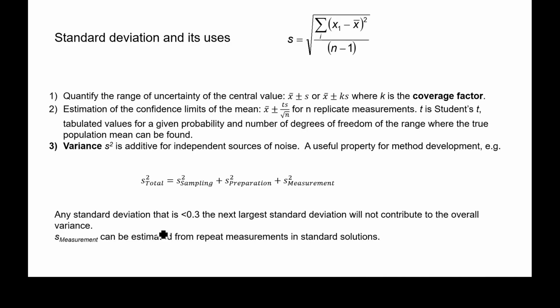And also it tells you, because we're squaring these, because the variance is what sums in your total error calculation, any standard deviation that's less than a third of the next largest standard deviation won't contribute to the overall variance. So you can also eliminate sources of error where you don't need to consider them.